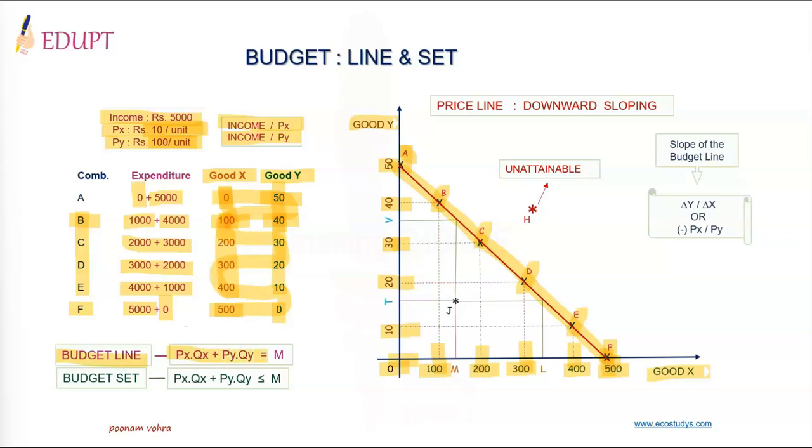By joining all these points, one gets a downward sloping budget line, which exhibits that the expenditure on X plus expenditure on Y is equal to M, that is income. It implies that whole of the income is spent on the purchase of various combinations of these two goods.